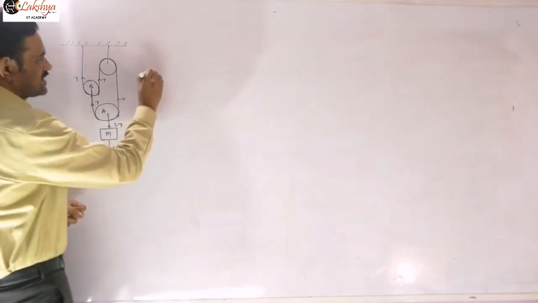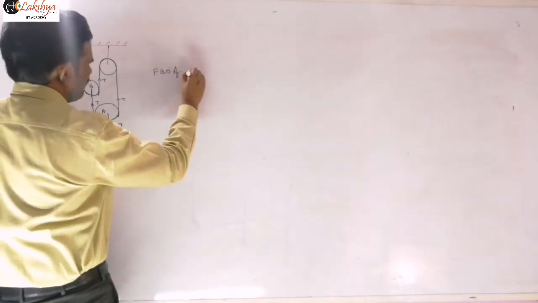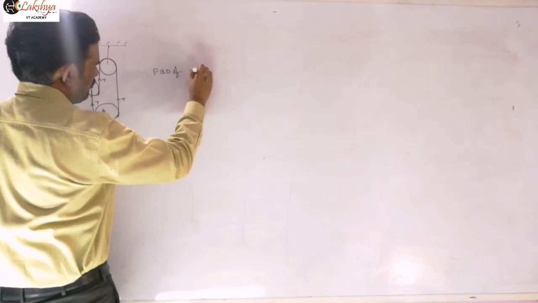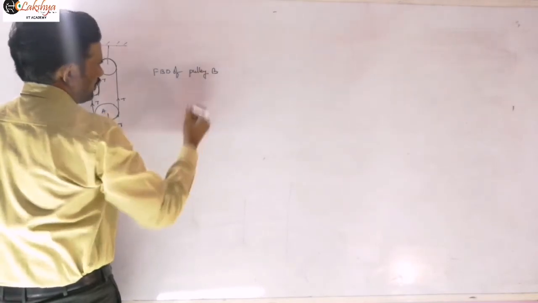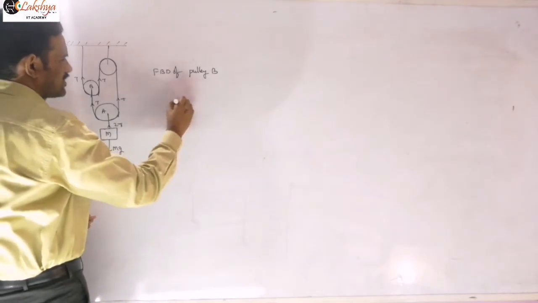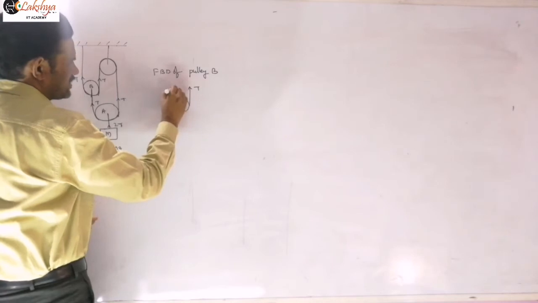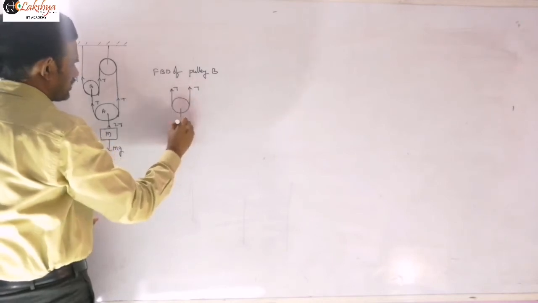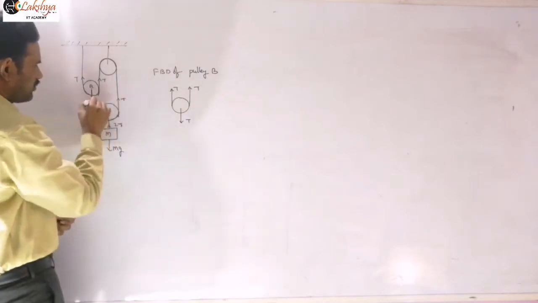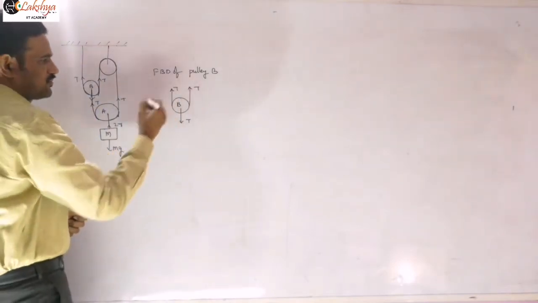So simply let us consider the FBD of pulley B. All the pulleys are massless, as already mentioned. So this T will be there in the upward direction, and here also this T will be on the pulley in the downward direction like this. This is the FBD of pulley B.